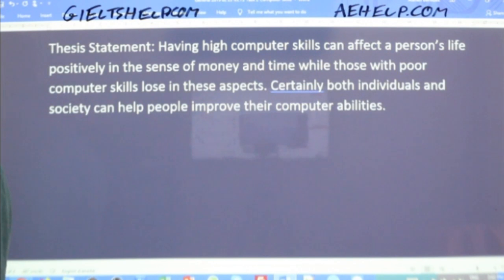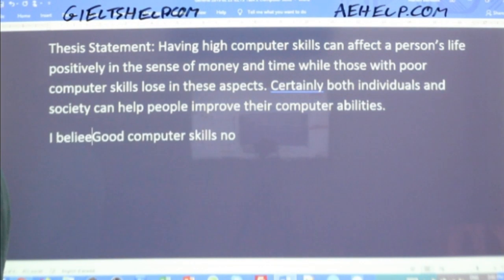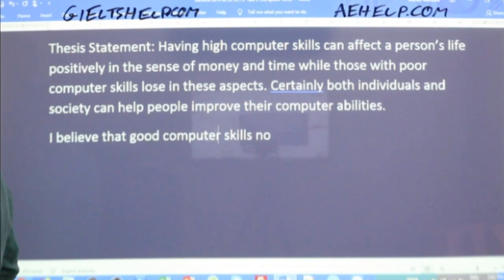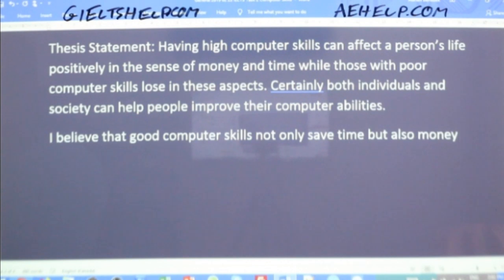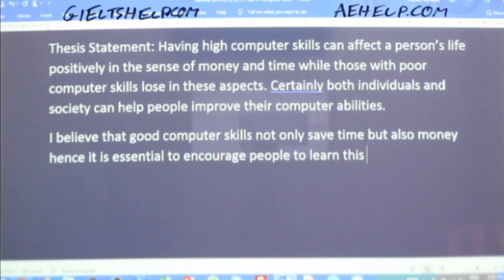So, good computer skills. And you can write this in first person, so you can say, I believe that good computer skills, okay, because it is asking for your opinion from your experiences, so you can use first person voice. I believe that good computer skills not only save time, but also money. Hence, it is essential to encourage people to learn this skill or learn this ability.